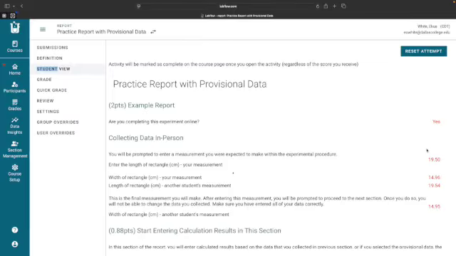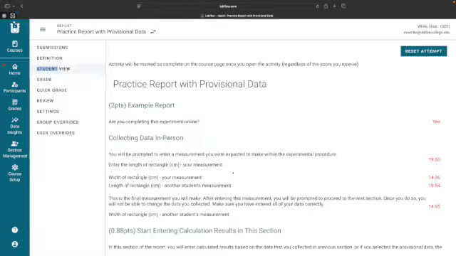So it says here, you will be prompted to enter a measurement you were expected to make within the experimental procedure. So enter the length of a rectangle in centimeters. Your measurement is 19.5. So length of rectangle, I'm going to write this down, is 19.5 centimeters.